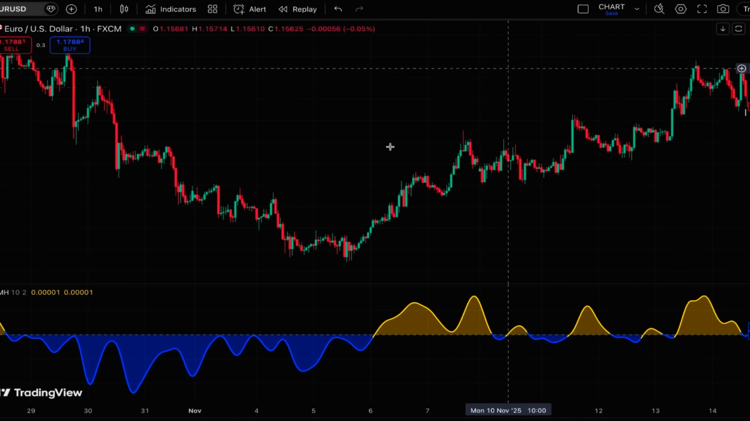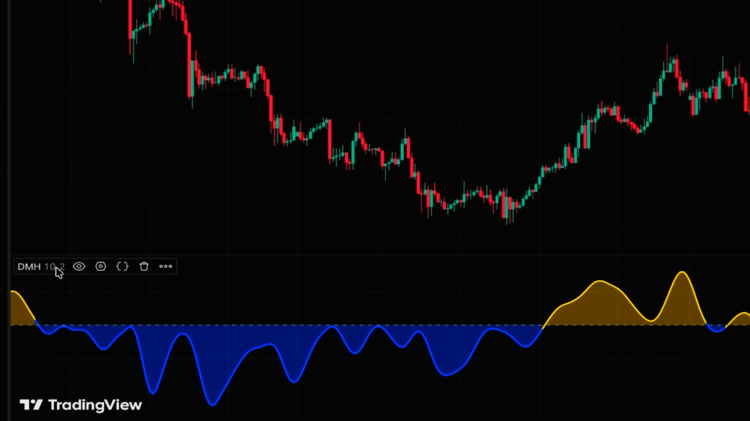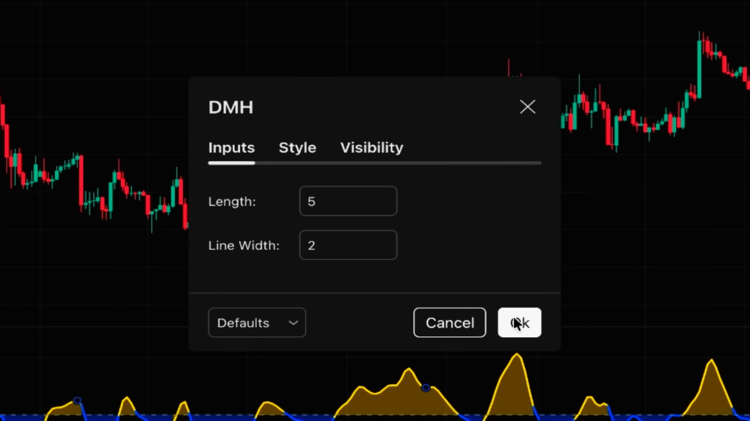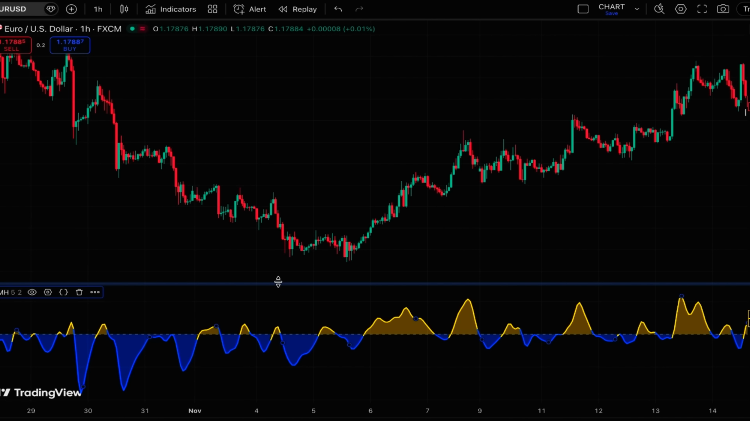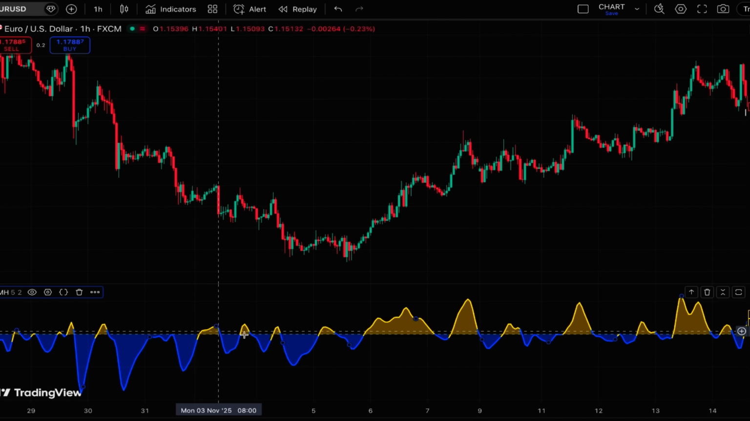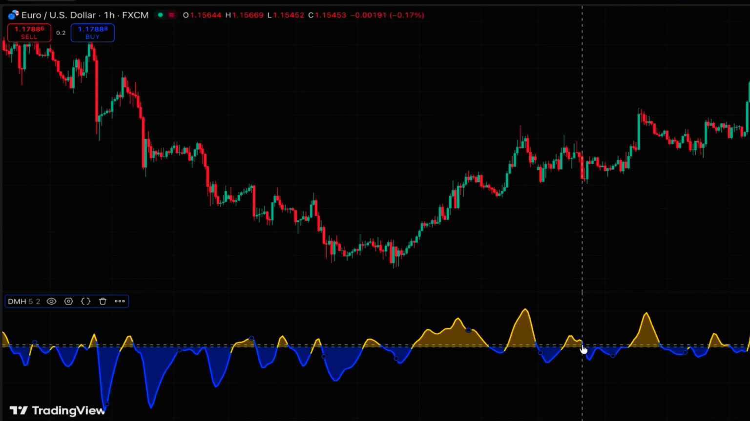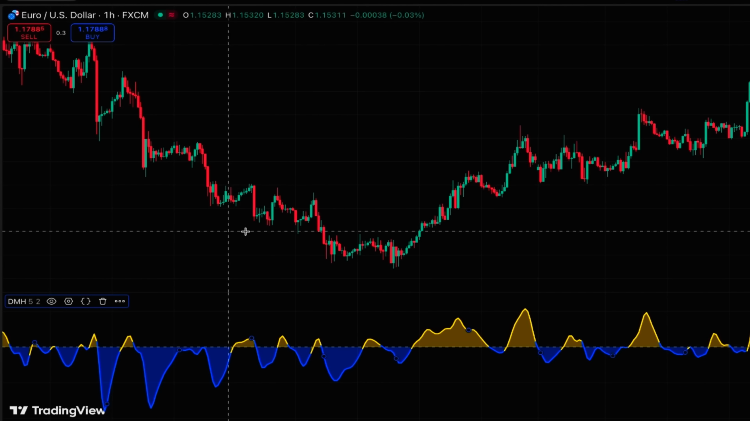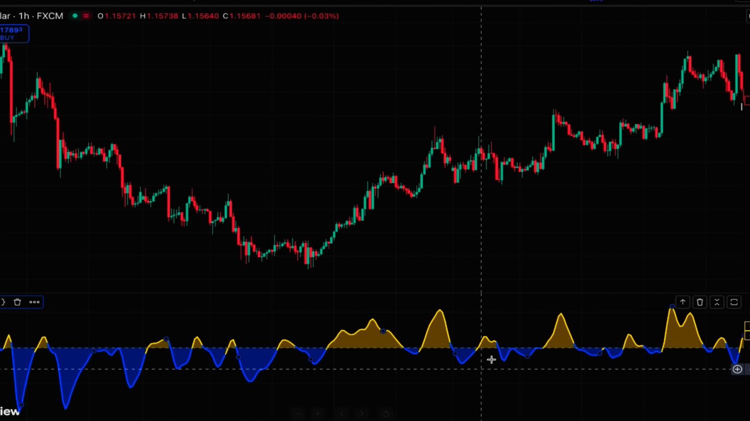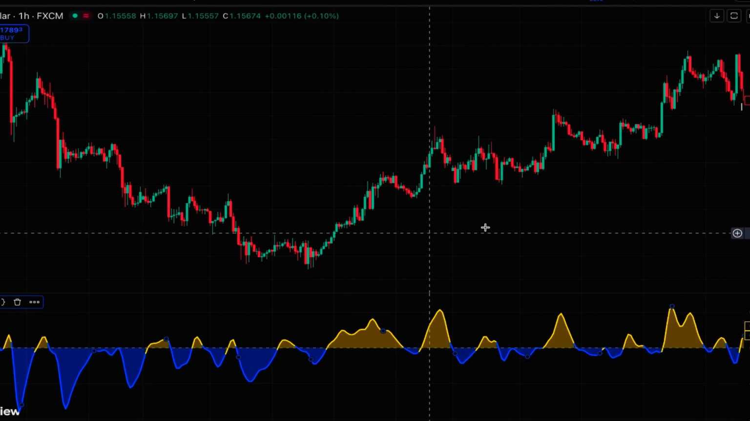Alright, by default, the length of the oscillator is set at 10, and if we decrease the length, for example, if we set it at 5, the indicator becomes more responsive to the price action. So on every momentum change in the market, we have a change in the indicator. You can see that during this downtrend, in the pullbacks, the line went above the center line and became yellow. We have a similar situation here during this uptrend.